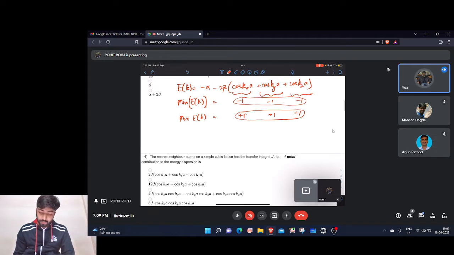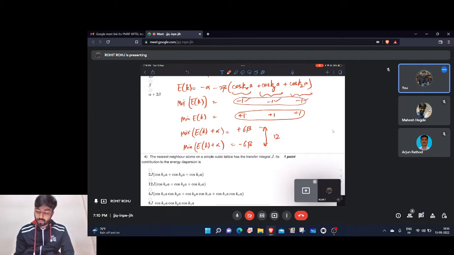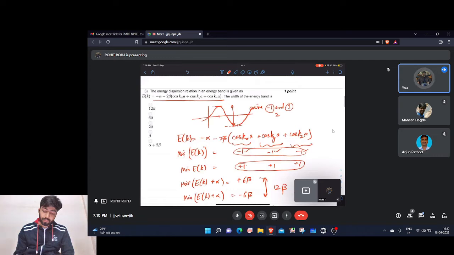So the function E of k plus alpha in the case of minimum, and E of k plus alpha in the case of maximum. Because it's a negative sign, I should replace this as max and this as minimum. Similarly here at max and this is minimum. So maximum would be 6 beta, because minus 3, this thing and this thing come out, become 6, and this becomes 6. So the dispersion between these two, 6 beta, would be 12 beta, and therefore the width of the energy band, that is the dispersion we have, is 12 beta.